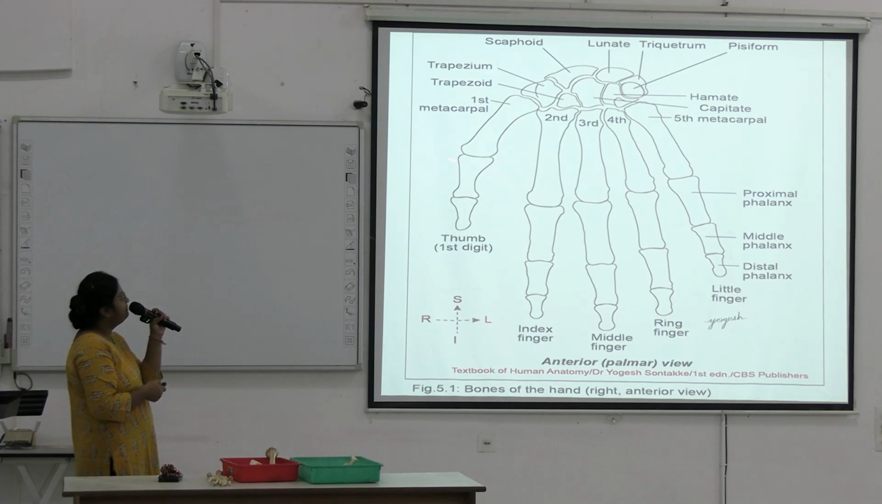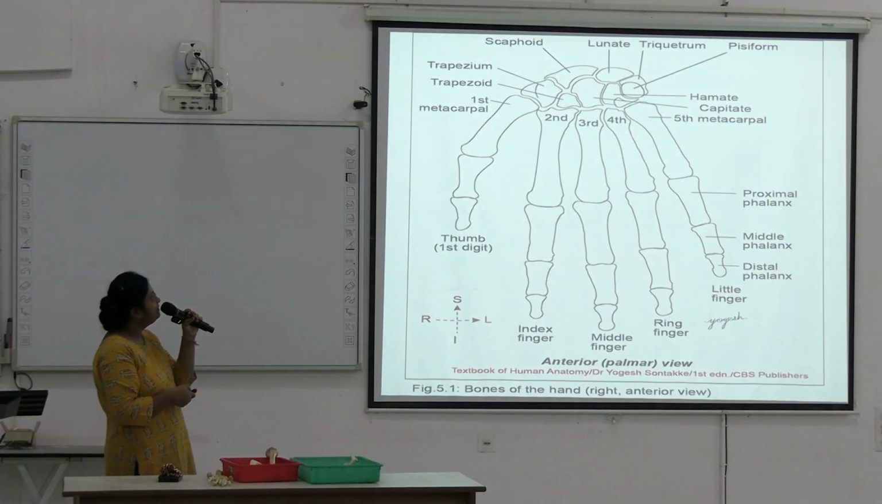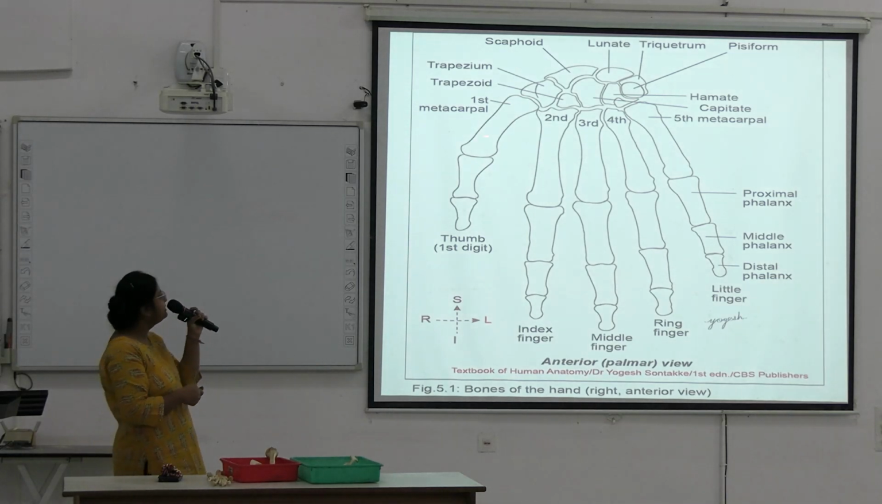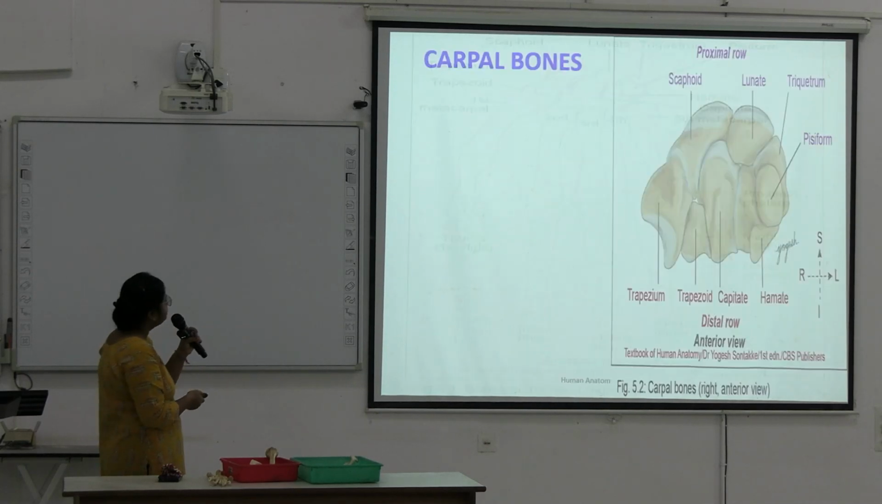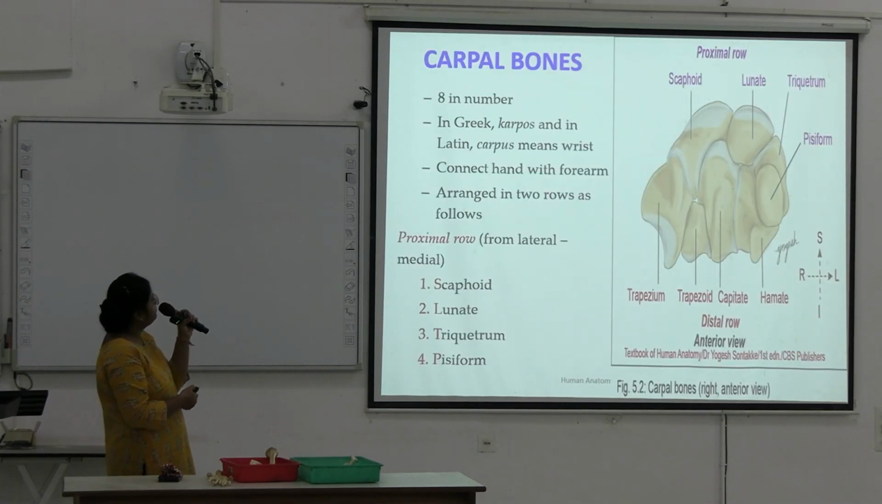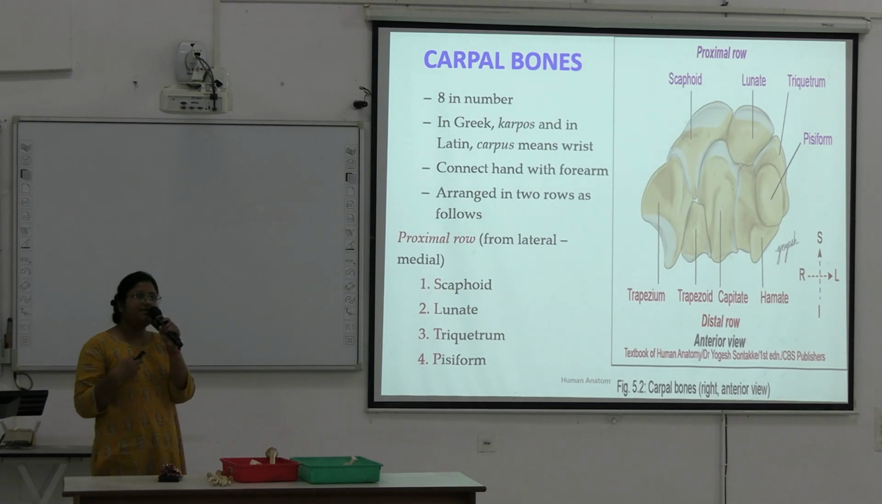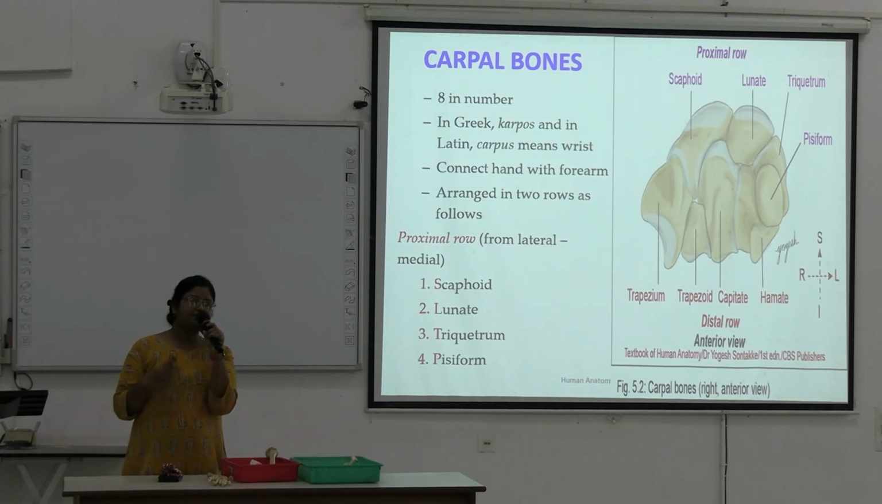And these are the metacarpals: first, second, third, fourth and fifth metacarpals. This is the proximal and distal phalanx for the thumb, and this is the proximal, middle and distal phalanx for each of these fingers. Now we will discuss individual bones: first the carpal bones, then metacarpals and then phalanges.